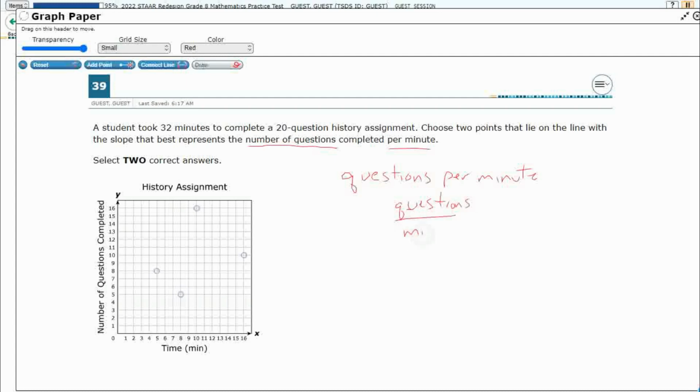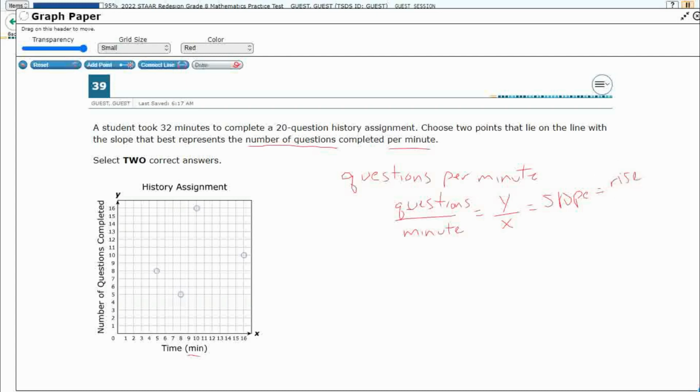The word per kind of separates as the fraction bar. Whatever comes after is going to be your denominator. Questions per minute, which makes sense because look at this. The questions are going to be on the y-axis, and then the time, the minutes right there, is going to be on the x-axis. Well, what does that look like? Well, that looks like the slope, right? That's your rise over run.